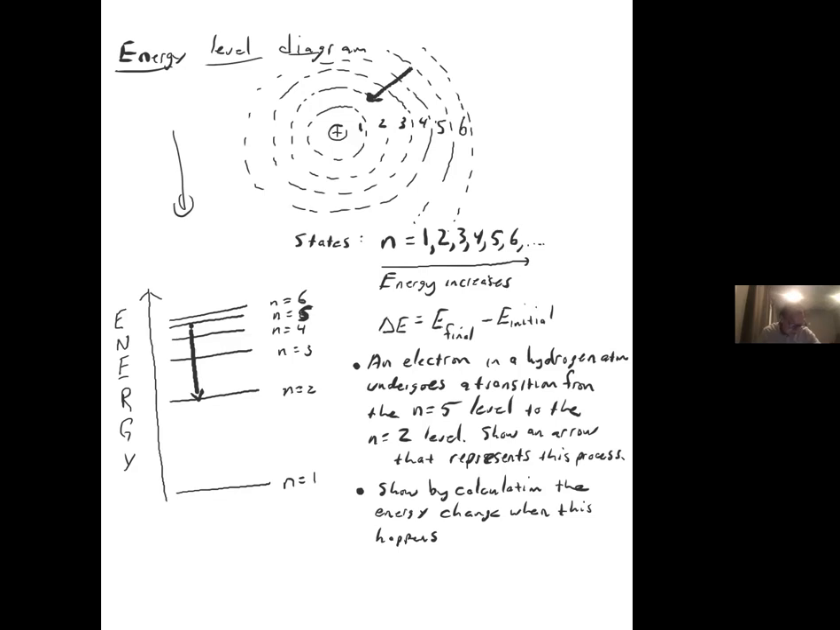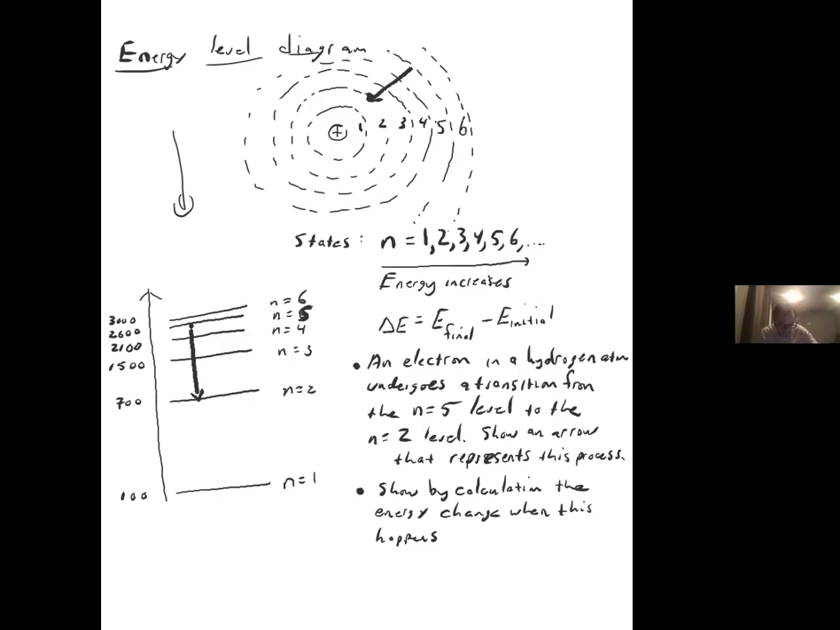So I'm going to put some numbers here. Let me move the energy because it's in the way. I'm going to put 3,000, 2,600, 2,100, 1,500, 700, and 100. So I put some energy numbers there just so that we could do the calculation. Show by calculation the energy change when this happens.